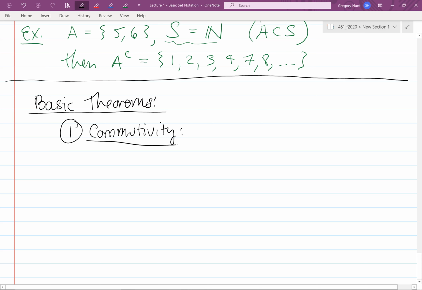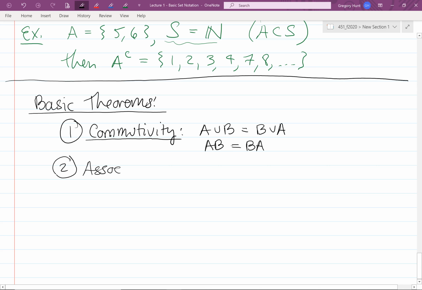Commutativity. That is, we can commute sets under certain operations. So A union B is the same thing as B union A. So commutativity means we can switch the order, or we can commute A and B. AB is the same as BA. So the order doesn't matter for those. Other theorems, properties.